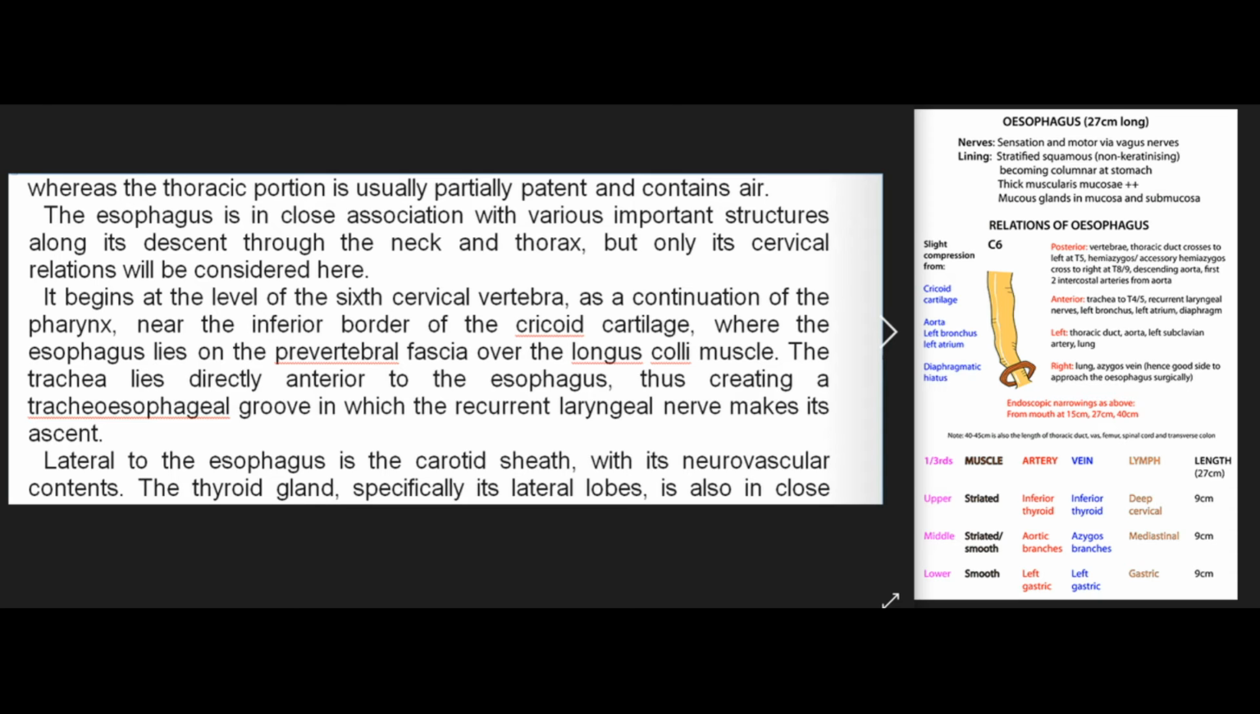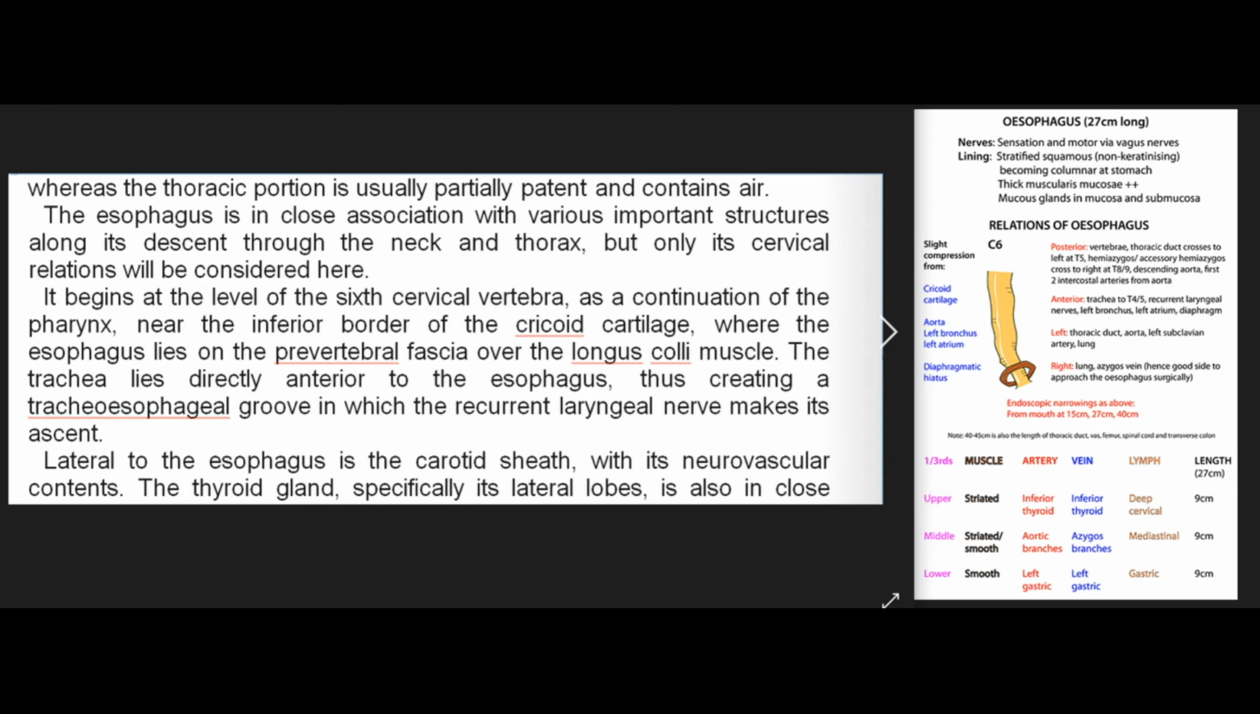The esophagus is in close association with various important structures along its descent through the neck and thorax, but only its cervical relations will be considered here. It begins at the level of the sixth cervical vertebra, as a continuation of the pharynx, near the inferior border of the cricoid cartilage, where the esophagus lies on the prevertebral fascia over the longus colli muscle.